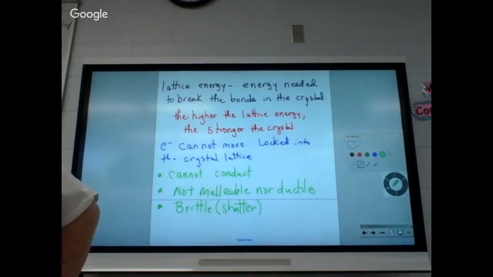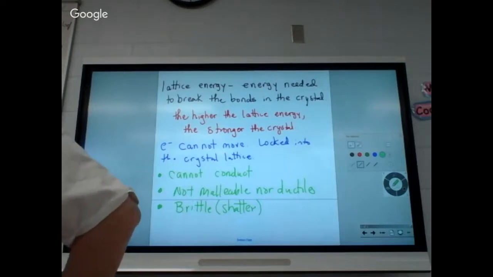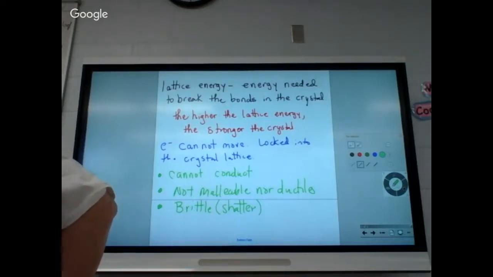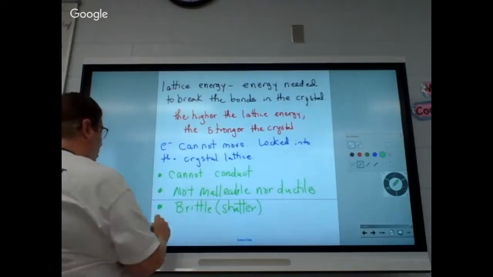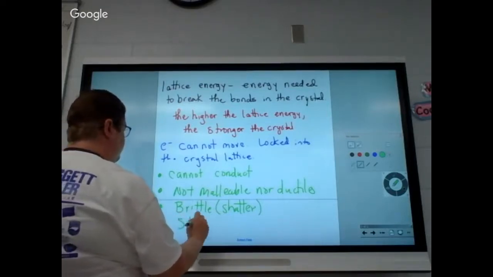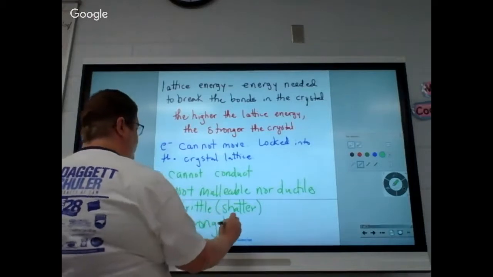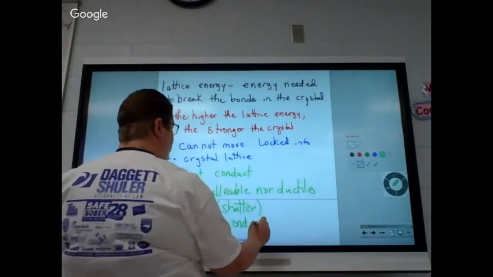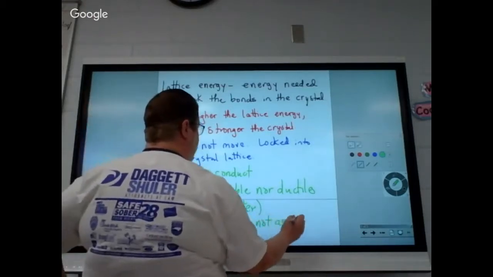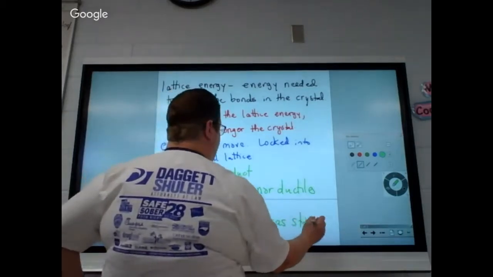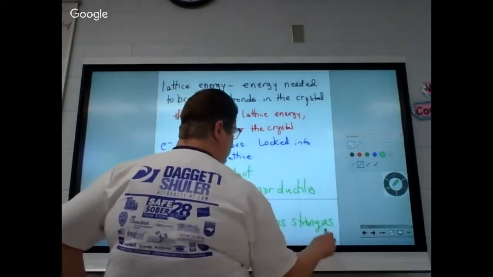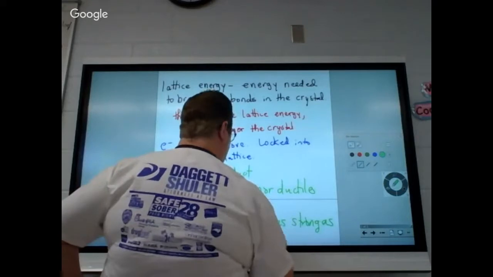Comparing the strength of the bond to ionic or covalent and metallic, where do you think they fall? Are they strong or weak bonds? They're strong bonds, but they're not as strong as metallic.